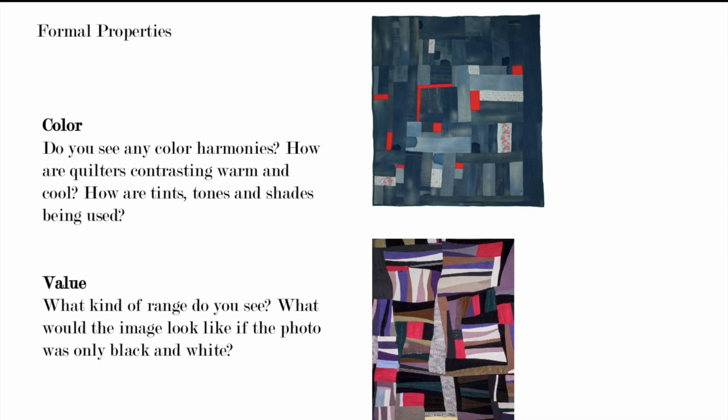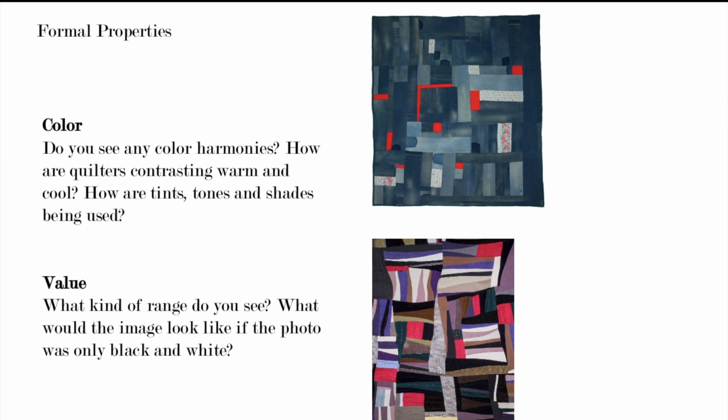And now let's talk about the colors, because since you're going to be thinking about shade, color, value, color's a big one. When you're looking at the colors of the quilts, do you see color harmonies? Do you see contrasting warm and cool colors? And do you see tints, tones, and shades being used? And then let's actually think about value as well. Do you see a range of value? Do you see lights to darks?